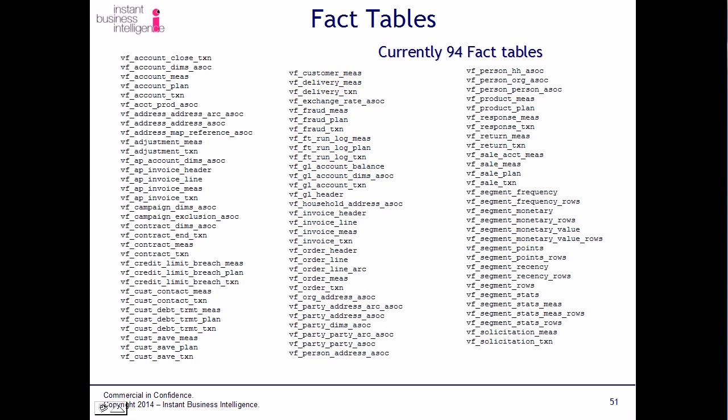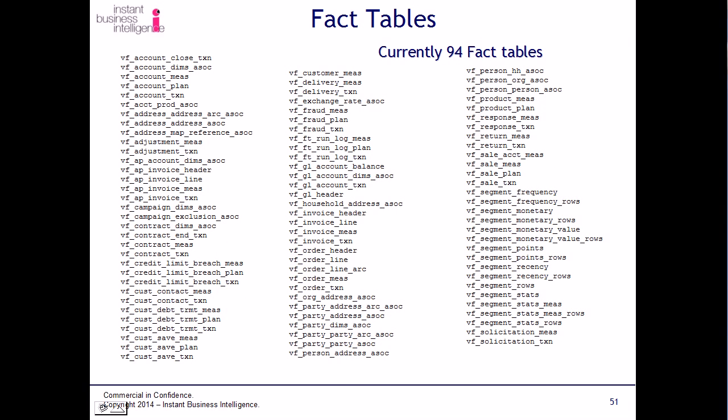Adjustments. Adjustments happen in all businesses, so we have an adjustment account and a measure. We have the accounts payable information, so the account payable header and the line, and then the account payable measure and transaction for all the accounts payable invoices. We have a campaign submodel, so we have campaign dimensions being associated and a campaign exclusion association. So if I create a rule to exclude people from campaigns, and I put the people to be excluded from that campaign into that campaign exclusion rule.